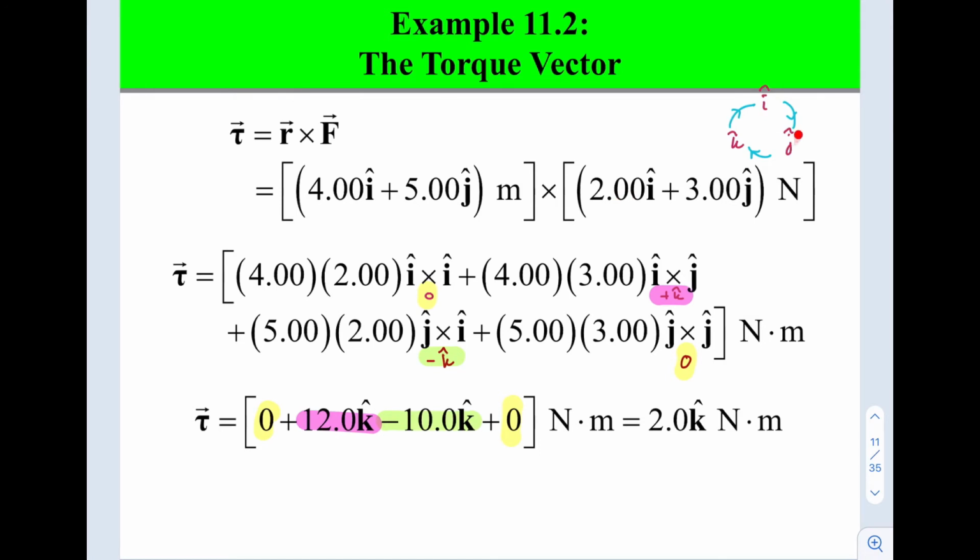Then next, 5j multiplied with 2i. So j cross i, isn't it? In the opposite direction to this. Then you will have negative k. That is why negative 10k. Then next is 5j cross with 3j. j cross j is equivalent to 0, gives us 0. So the product of this is actually 2k Newton meter. This is the answer for our torque equivalent to r cross F.